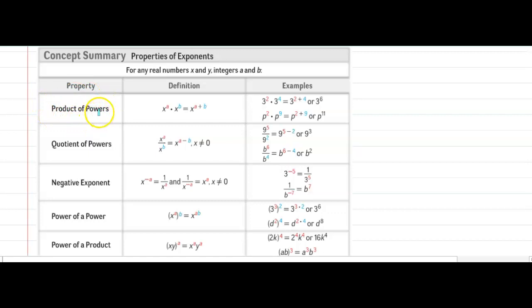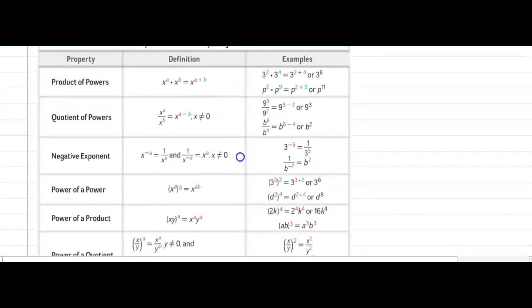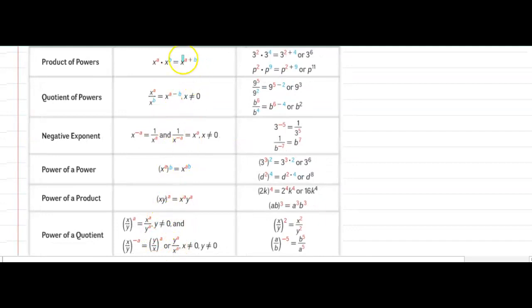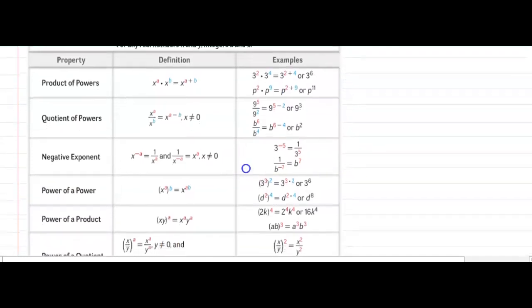property, the product of powers, in our concept summary. Again, if you look through the middle column here, you'll notice that all of this is written with a lot of variables. It's very abstract. It may be easier for you to understand what it's talking about if you just look at the concrete examples in the right column. For example, product of powers, it says that if you have p squared times p to the 9th, p squared just means p times p. P to the 9th is p times p times p times p times p times p times p times p times p.